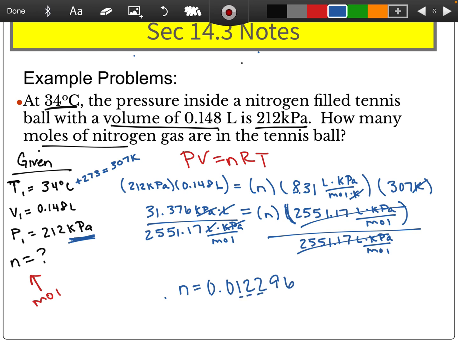Remember, this leading 0 is not significant. So we would end up with a final value of 0.0123 moles. So that would be your final answer. That would be how many moles of nitrogen gas are in the tennis ball.